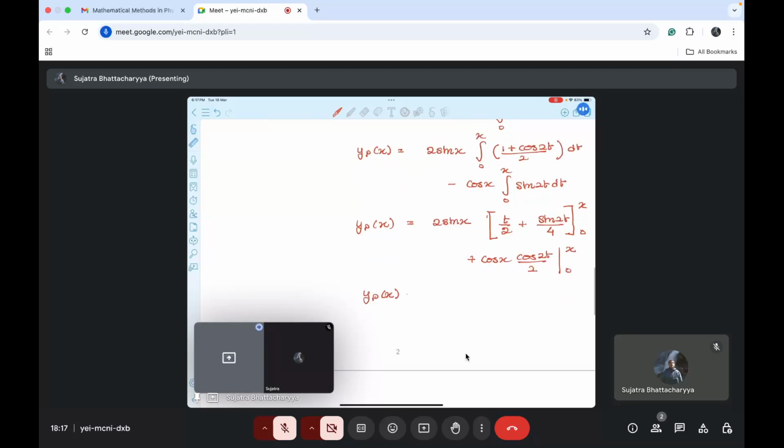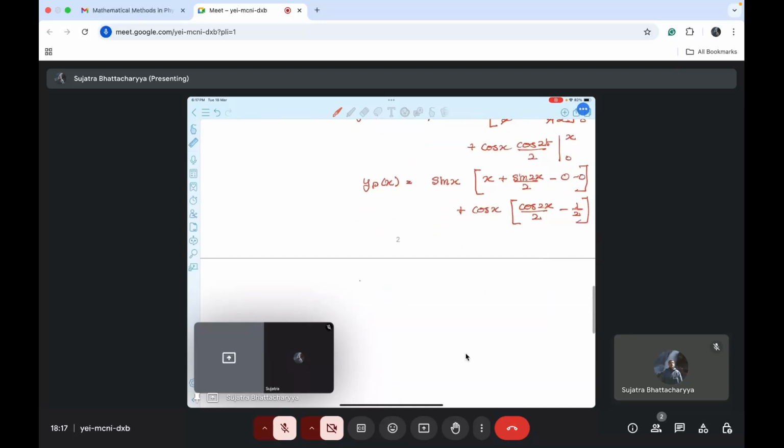So yp of x, these two you can chop here and write it as sin x. Now what will be the inside thing? It will be x plus sin 2x by 2, right? This can be done minus t taking the value of 0 is 0 and sin 2 of 0 is 0. So entirely it is 0 plus cos x. What about this? Cos 2x by 2 minus cos 0 is 1. So you cannot ignore this.